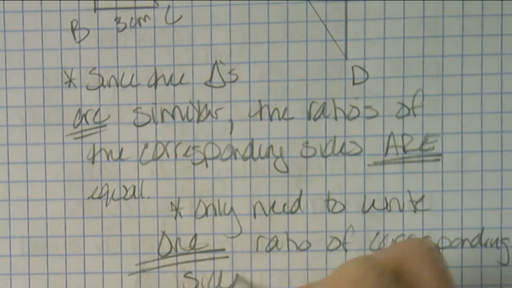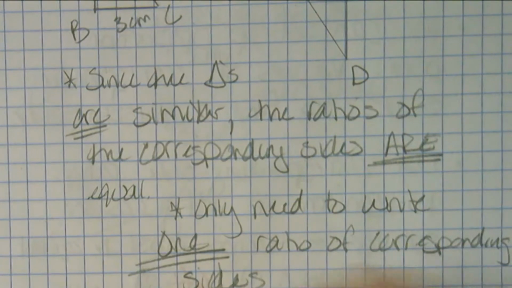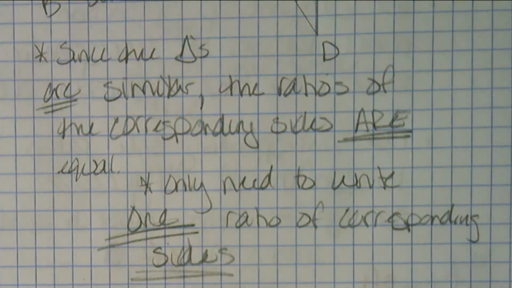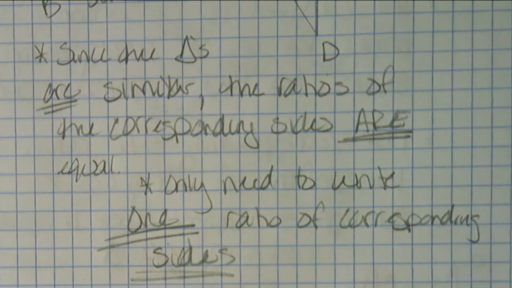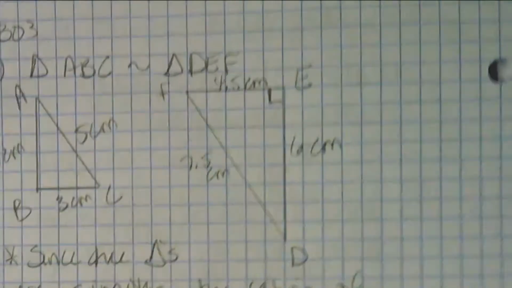Why am I super happy about that? When I look at this triangle, why am I super happy that I really only need to write one of them? Valentina?